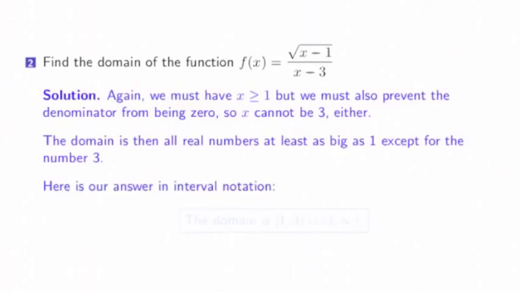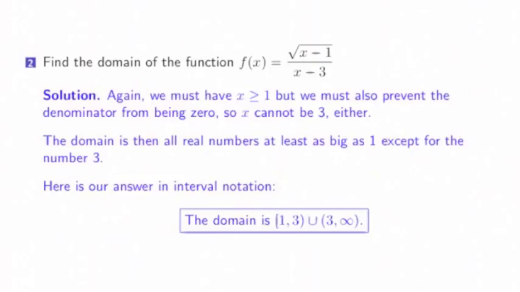In interval notation, it looks like this. Hard bracket 1, comma 3, soft bracket means all real numbers between 1 and 3, including 1, but not 3. And then we union that with soft bracket 3 to infinity. That's all real numbers bigger than 3, not including 3.